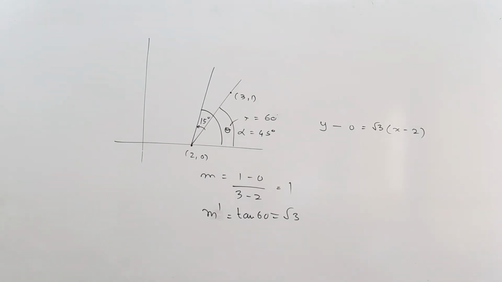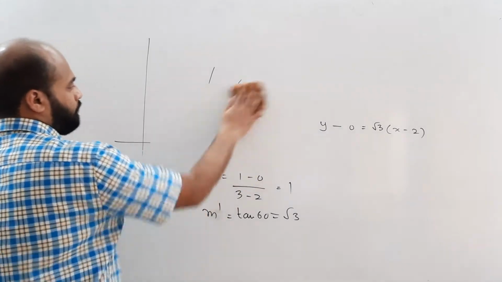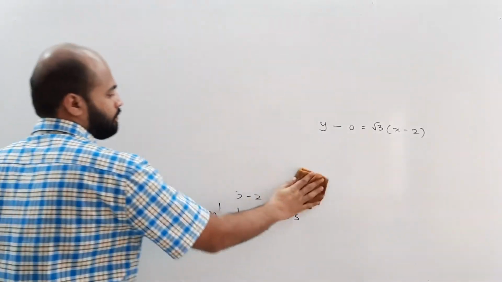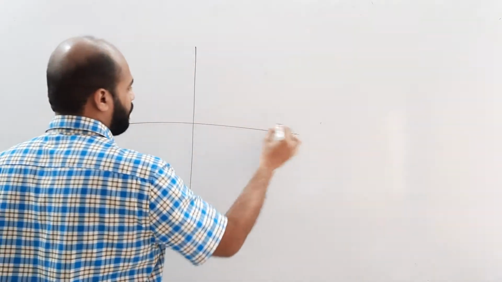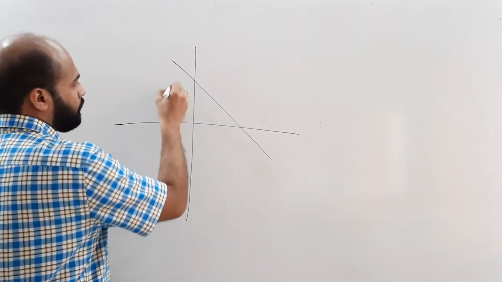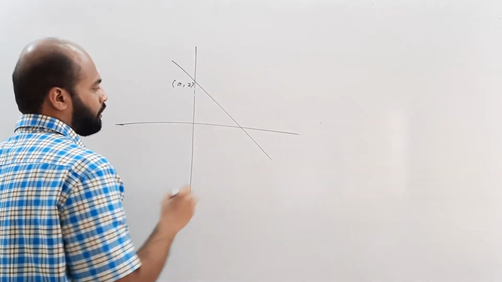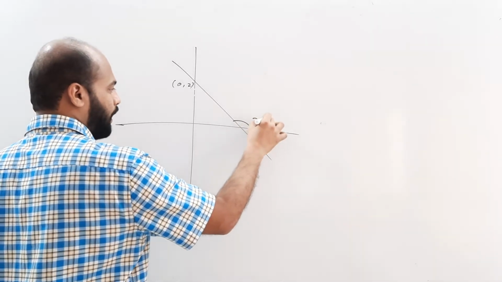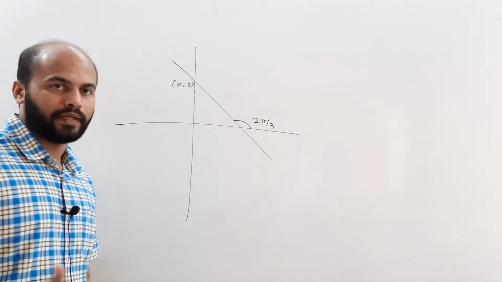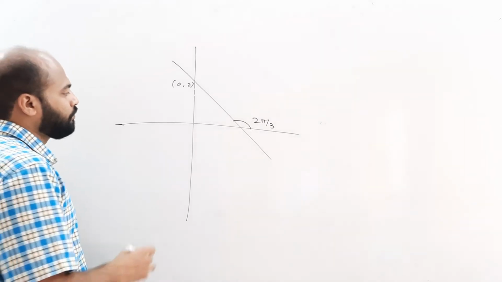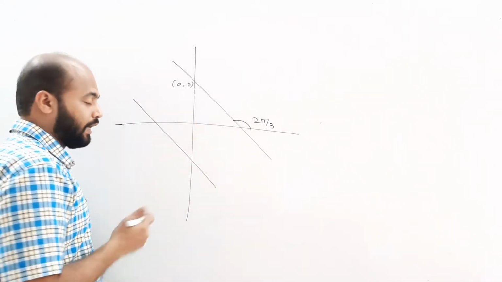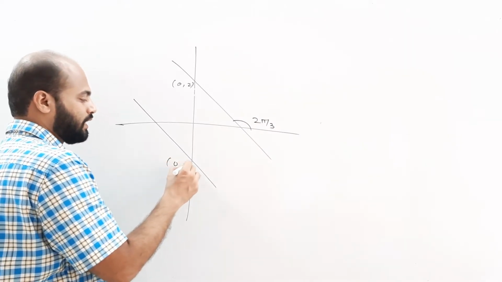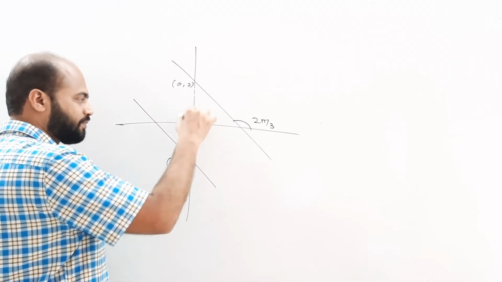Let's take another problem. Let's say this is one line, this point is (0, 2), and the angle that it makes with the x-axis is 2 pi by 3. So 2 pi by 3 is 120 degrees. Now we have to find an equation of a line which is parallel to this line and which is passing through the point (0, minus 2), or 2 units below the origin.